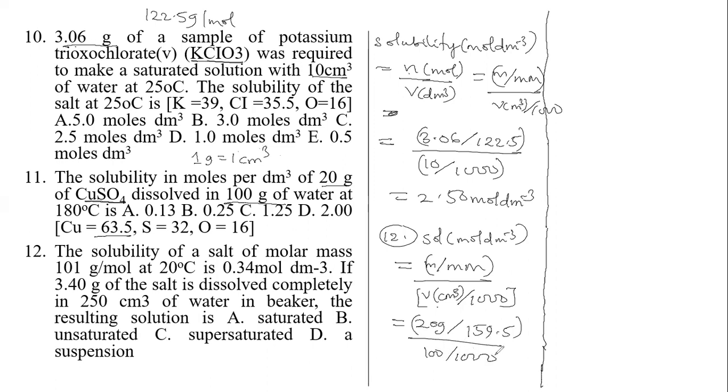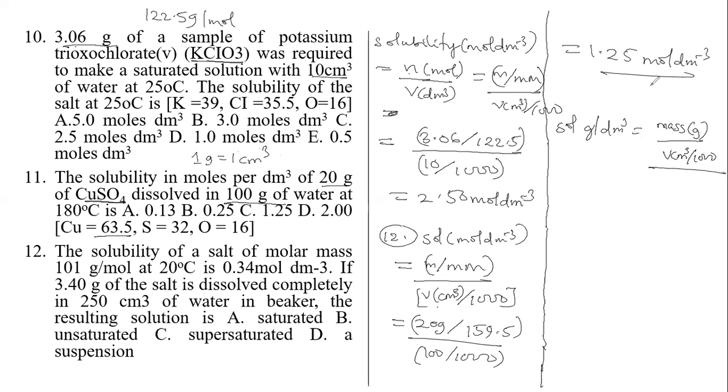So divided by 1000. By the time you press your calculator, you should get 1.25 mole per dm cube. If it were solubility in gram per dm cube, you would not divide by the molar mass. Solubility in gram per dm cube is the mass in gram, which was the mass given, over the volume in cm cube divided by 1000. But for our question, it is in mole per dm cube.